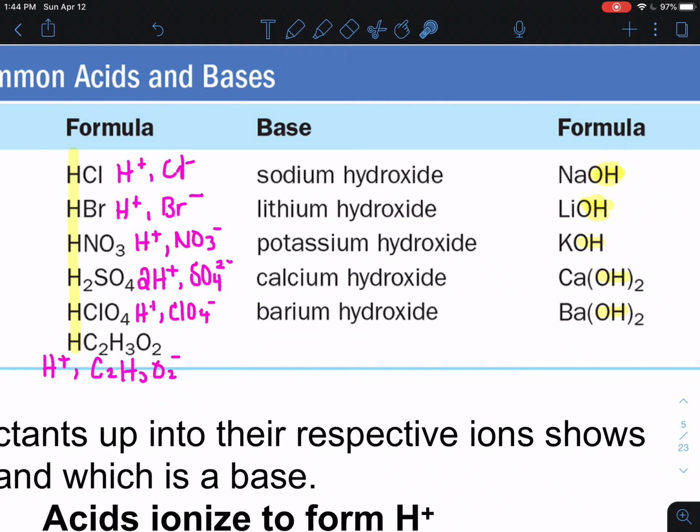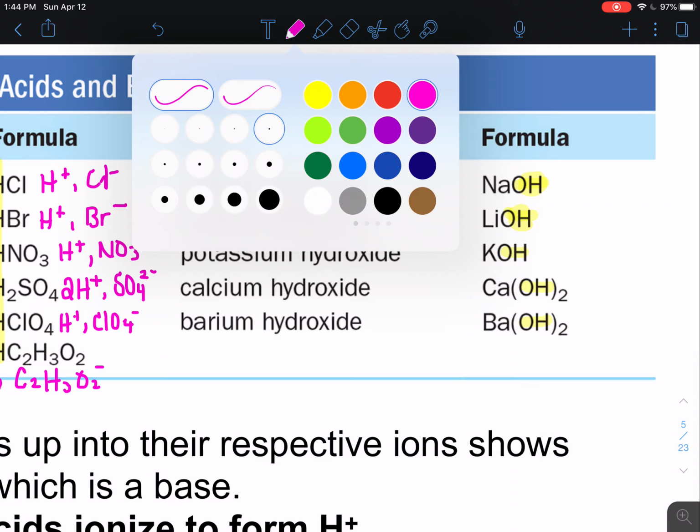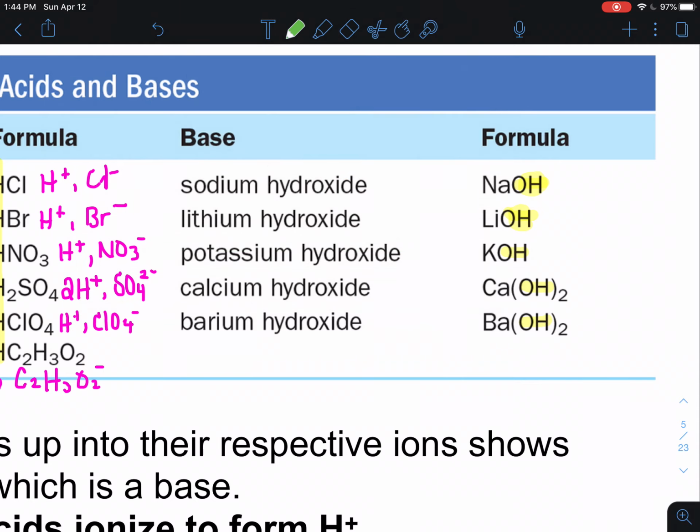So we have sodium hydroxide, sodium Na, hydroxide OH. This guy is going to dissociate into, I'll do green, Na plus, OH minus, all right? Again, the hydroxide anion is always a -1. Lithium hydroxide dissociates into Li plus, OH minus. Potassium hydroxide, K plus, OH minus. Calcium hydroxide is going to be Ca2 plus.